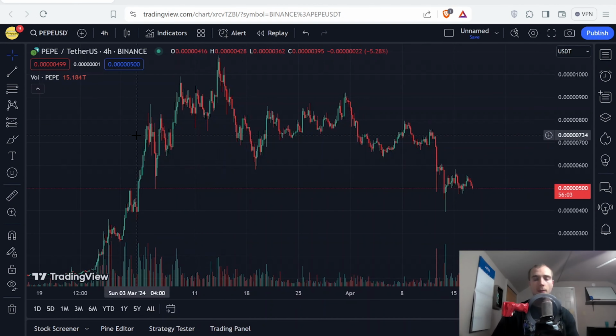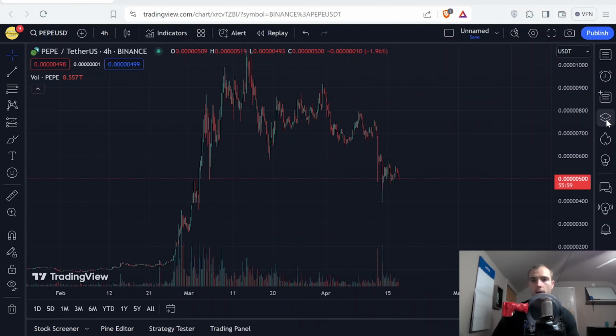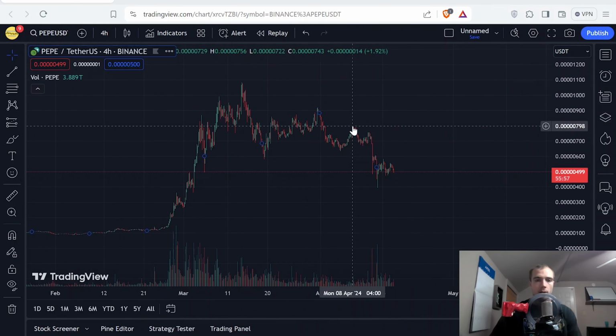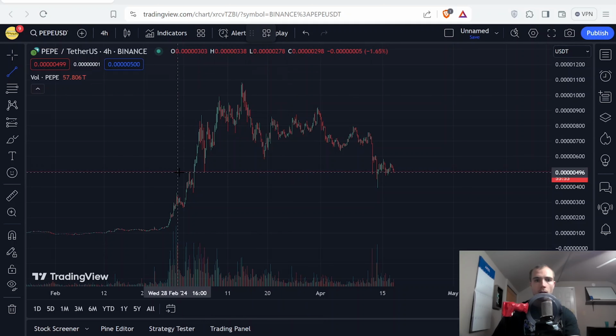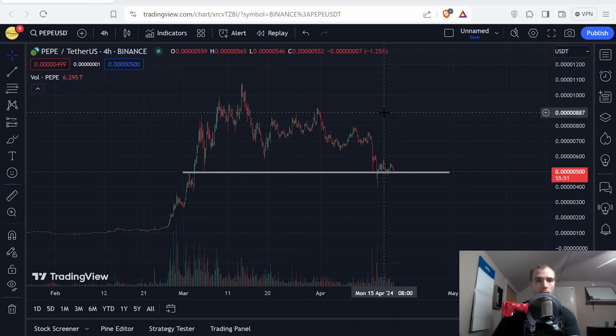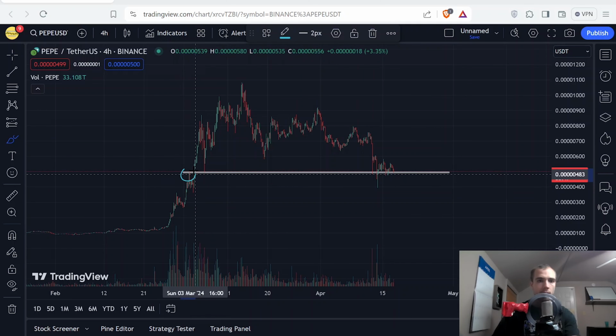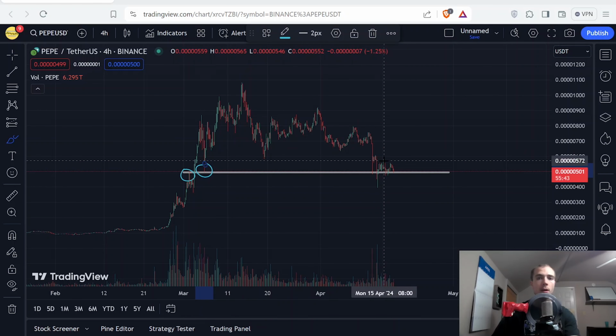So Pepe, we're going to start here on the 4-hour time frame, do a little bit of support and resistance first and foremost. Obviously we do have a major support level right here on Pepe. You can see that this was resistance along the way up. It was also support when it came back down, and we came back down to the support level again currently. So I'm watching this support level really closely.